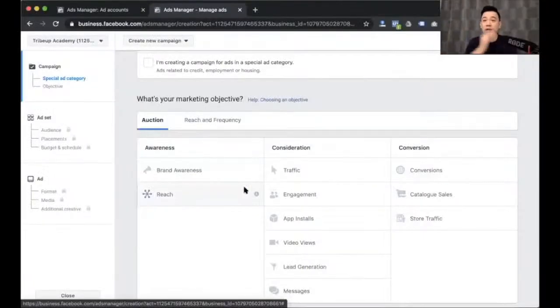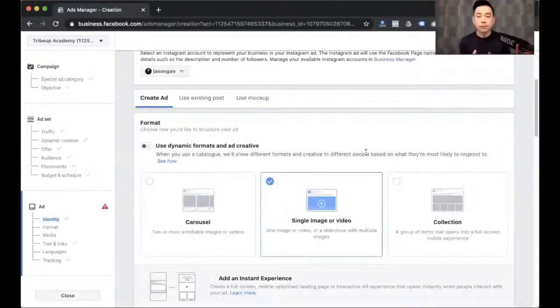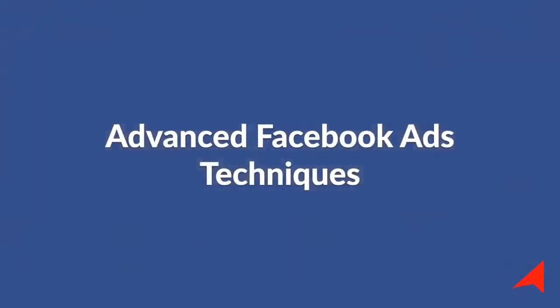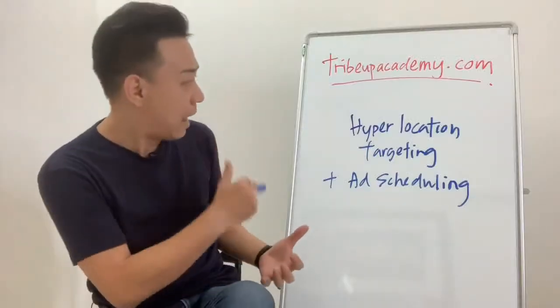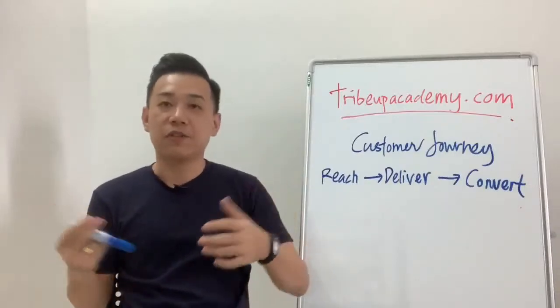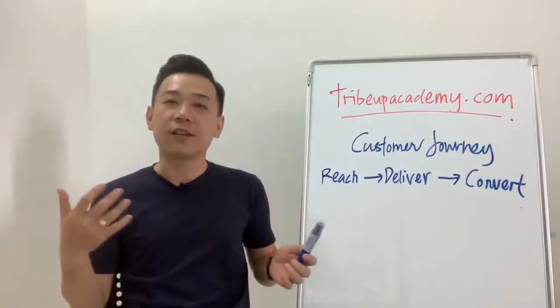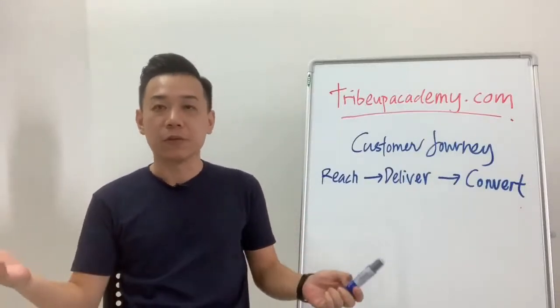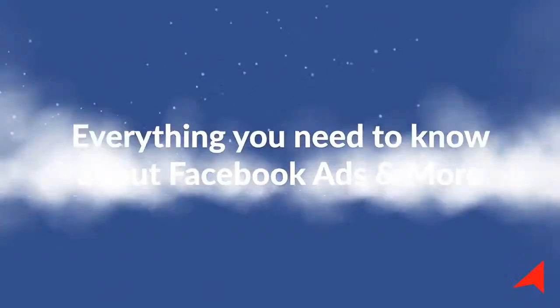This is where you choose Facebook ads objective. 3 categories, we have awareness, consideration, and conversion. Now let's walk through each and every one of the ad creation options available. How can we do hyperlocation targeting plus ad scheduling? Today we're going to talk about the customer journey, or so-called the Facebook advertising customer journey that you can build for your audiences.